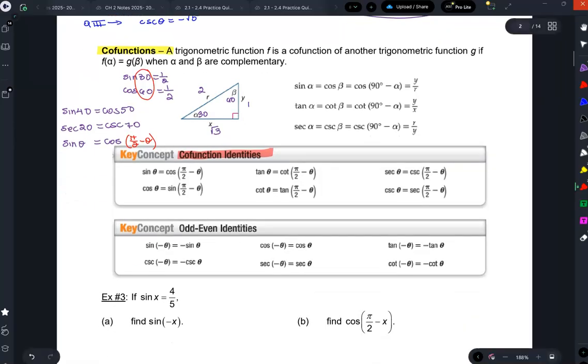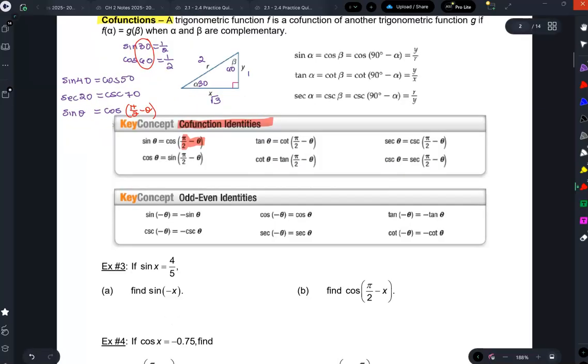So you can take a look. Sine is cosine of pi over 2 minus theta. Notice the order. It's not theta minus 90. It's pi over 2 minus, because you can't have a negative in there. Let me do a couple and then I'll take questions.